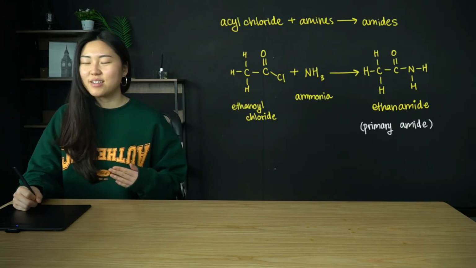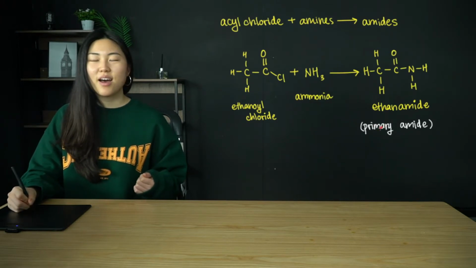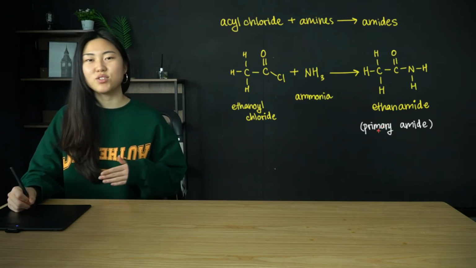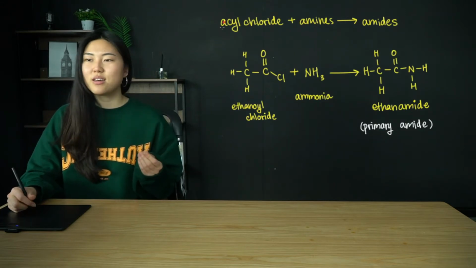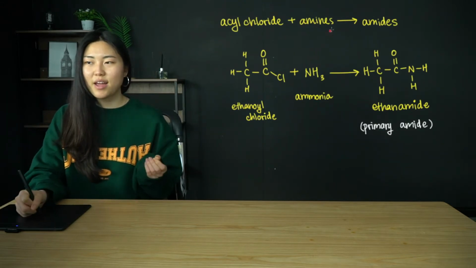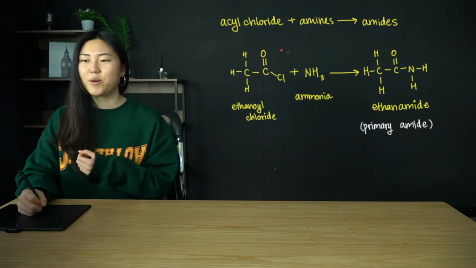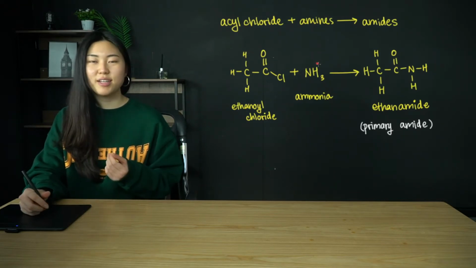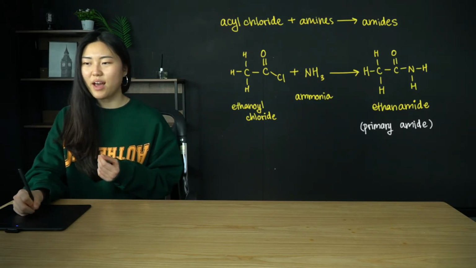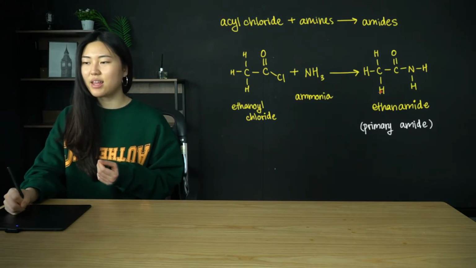So let's start. First of all, we can make a primary amide, which basically means that on the nitrogen it only has one alkyl chain attached to it. We make it with an acyl chloride and an amine or ammonia. So we have the ethanoyl chloride over here, an acyl chloride, and we have the ammonia over here. They can react to form an ethanamide.